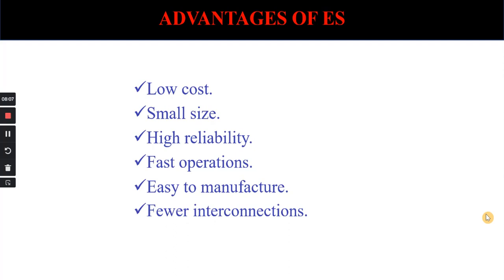And the operations are very fast because it is dedicated to particular functions only. So those functionalities will execute as fast as we need. Also, it is easy to manufacture because it is a one-time development. Once it is developed, it is easy to manufacture continuously. And there are fewer interconnections, and circuit connections are very easy when we compare to general purpose computing. So these are all the advantages of embedded systems.